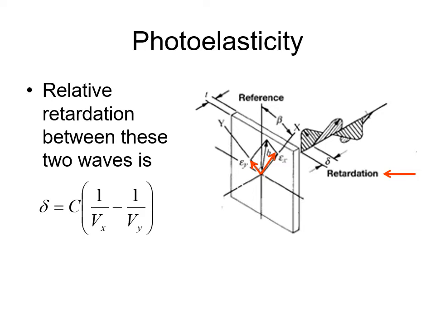In this slide, if we want to calculate our delta, this distance here, our retardation, we have this relationship. The relative retardation between these two waves is delta equal to c, our speed of light, times 1 over Vx minus 1 over Vy. Now, we also know this thickness t, so we can rewrite this equation and say that delta is equal to t times Nx minus Ny, our indices of refraction.